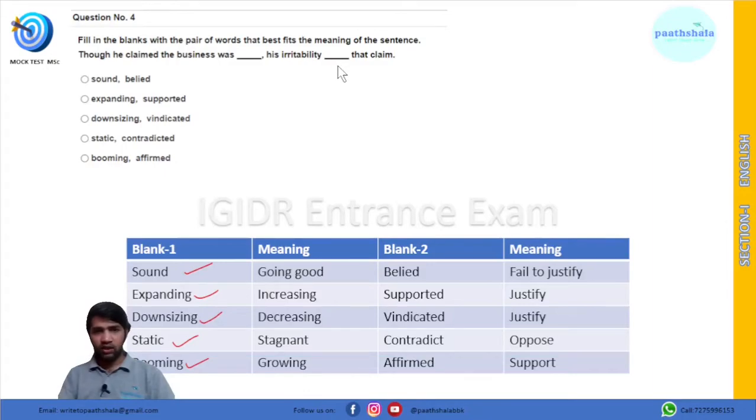And look at the second blank options. Belied means failed to justify. Second is supported, that means justifies. Vindicated also justifies. Contradict means opposing. Affirm also means supporting. So here the first blank and second blank have to be contradictory in nature, because it is saying though he claimed the business was, suppose it is going good, and if I say his irritability belied, that is, failed to justify the claim, this is the most appropriate option in this case. So option A is the right answer. Now let's move to the next question.